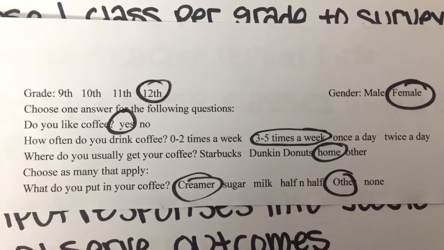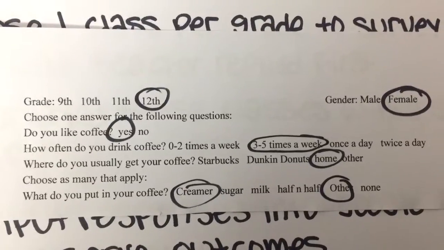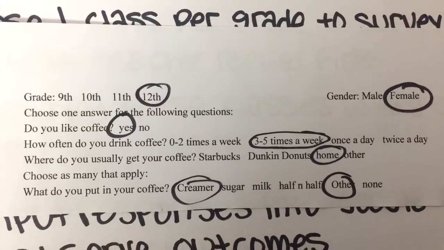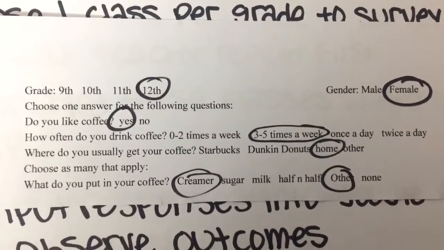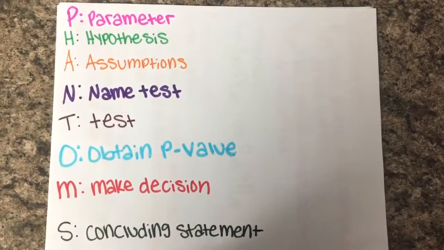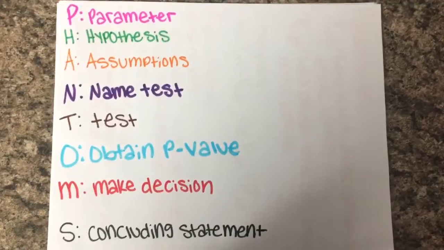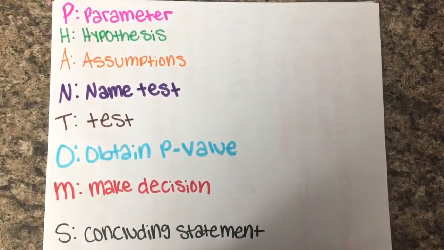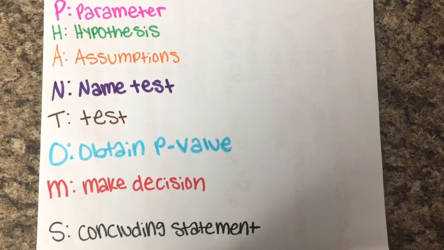And I took all of that information and then put it into a Google survey so that I could see the graphs of the outcome a little more clearly than just putting it in a spreadsheet. So for this test, I needed to perform a chi-square test, and for that you need to do PHANTOMS. So just a little reminder, this is what all of the letters of PHANTOMS stand for.